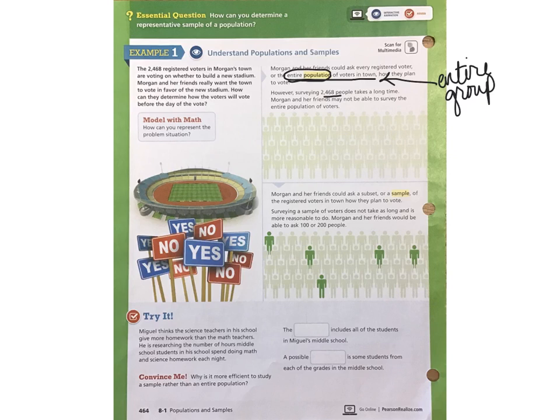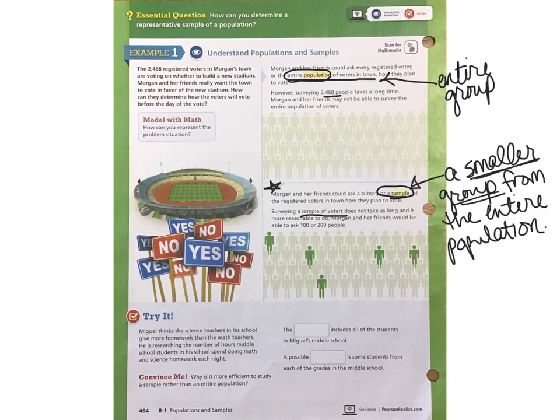So that's where we get down here to the second part. Morgan and her friends could ask a subset, or a sample, of the registered voters in town how they plan to vote. Surveying a sample of voters does not take as long and is more reasonable to do. Morgan and her friends would be able to ask 100 or 200 people. In this case, as in all cases, a sample, or that subset, is simply a smaller group that represents everyone in the population. So in this case, the sample would be the sample of people that can vote.